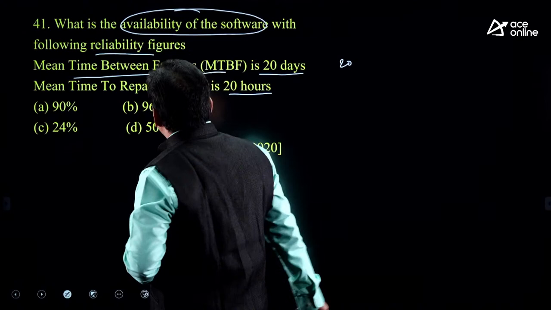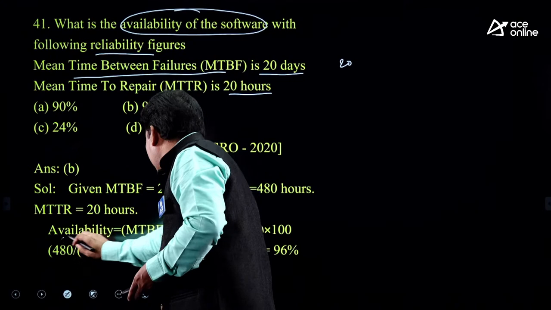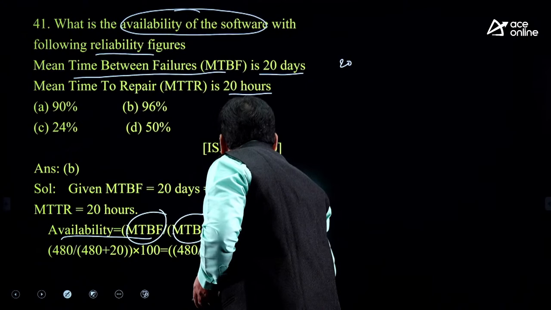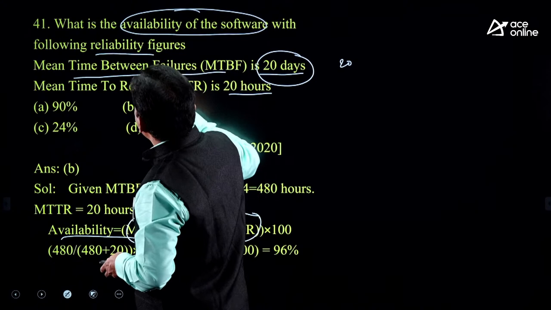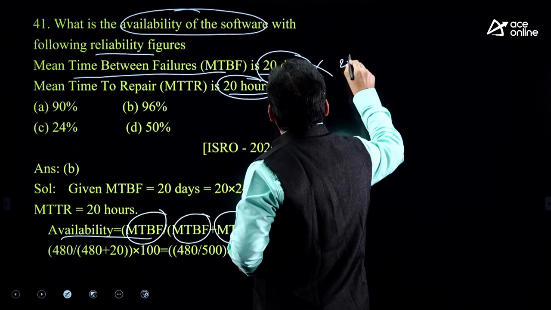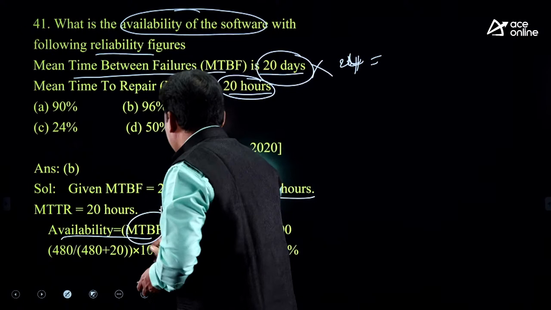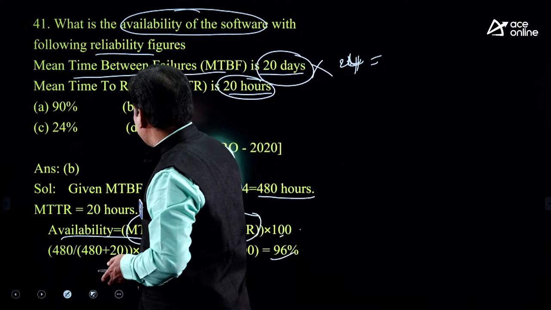The formula for availability of the software: mean time between failure divided by mean time between failure plus mean time to repair, into 100. Now, convert these days into hours. Why? Because mean time to repair is 20 hours, so mean time between failure is also supposed to be converted into hours. So 20 into 24 gives 480 hours, right? Applying the formula, we get 96% availability, that is the answer, right?